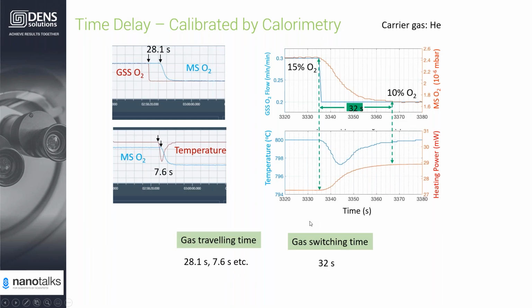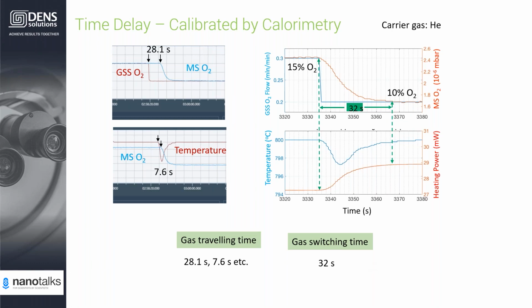Here we need to differentiate two concepts. One is the gas traveling time, which is like 28 seconds and 7.6 seconds here. This is like one person traveling from position A to position B. And another is the gas switching time of about 32 seconds. How to understand this time?